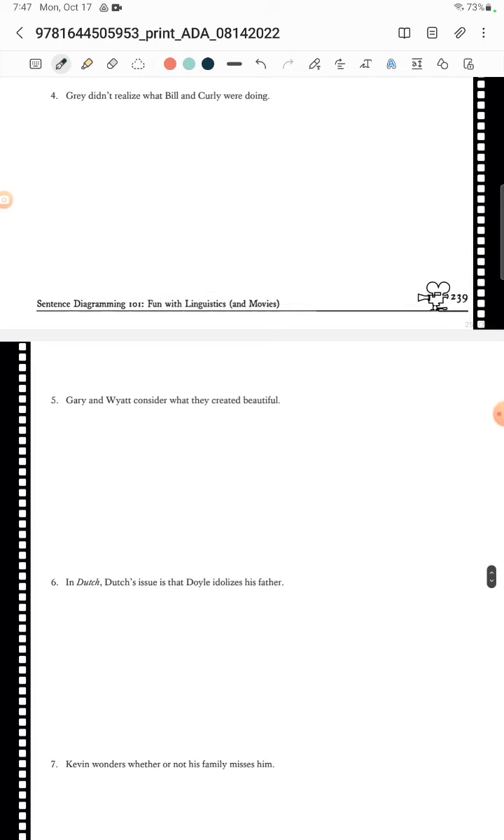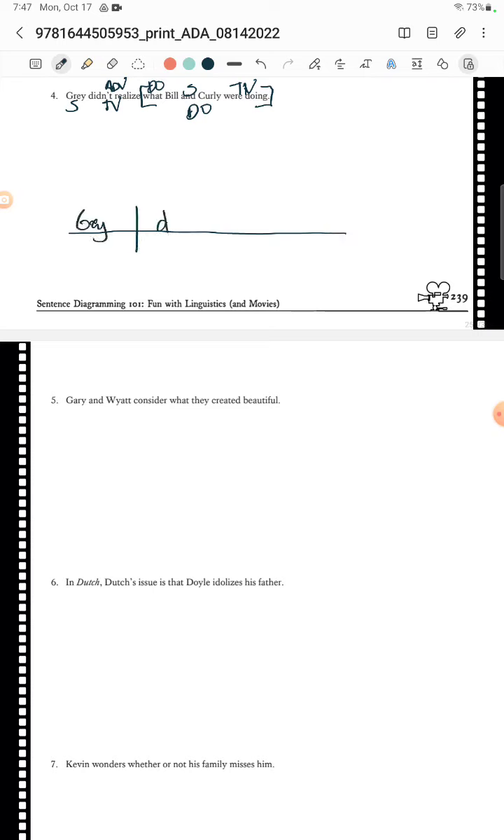Gray didn't realize what Bill and Curly Sue were doing. Okay. So we've got Gray, and she did realize a thing, right, with the adverb. And then this whole thing is my direct object, right? The thing that she did not realize. And then it's that Bill and Curly Sue were doing what? So subject, transitive verb, and then what they were doing. They were doing what? So we have two Steve Does, just one within the other. A little inception action happening here.